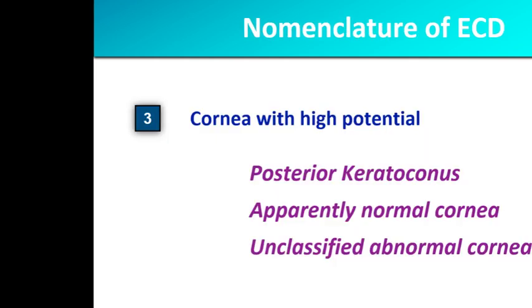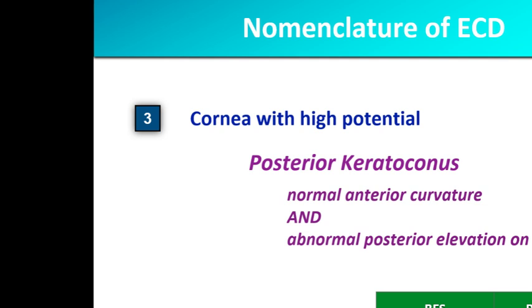Cornea with high potential to develop ectasia if we do LASIK or PRK or SMILE. It includes posterior keratoconus, apparently normal cornea, and unclassified abnormal cornea. What is posterior keratoconus? It is just the opposite of paraectasia. Abnormal posterior elevation, but the anterior curvature is normal. Okay?